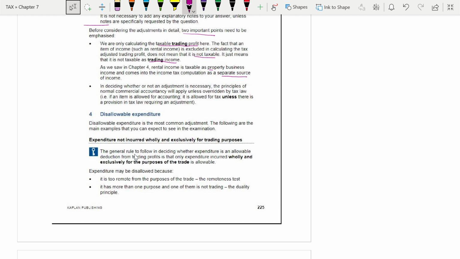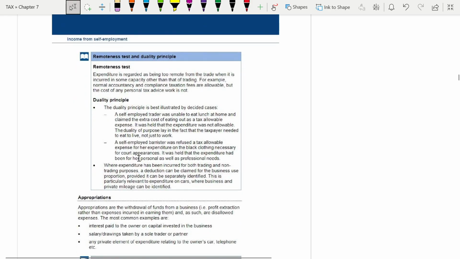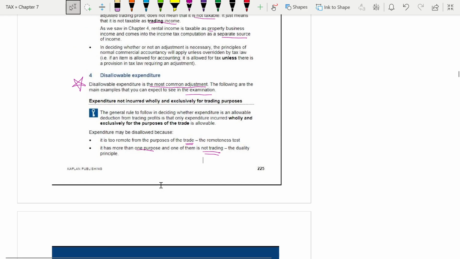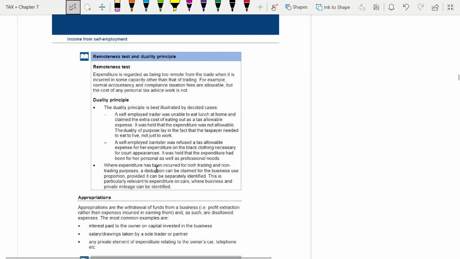Disallowable expenditure is the most common adjustment. The following are main examples you will expect to see in the examination. Expenses not incurred wholly and exclusively for trading. This is the general rule to follow in deciding whether expenditure is an allowable deduction. Expenditure may be disallowed because it is too remote from the purpose of trade. We cannot identify that it is directly related to trade. If it is for more than one purpose, and one of them is not trading, then it is going to be a disallowed expenditure. This is remoteness and duality.